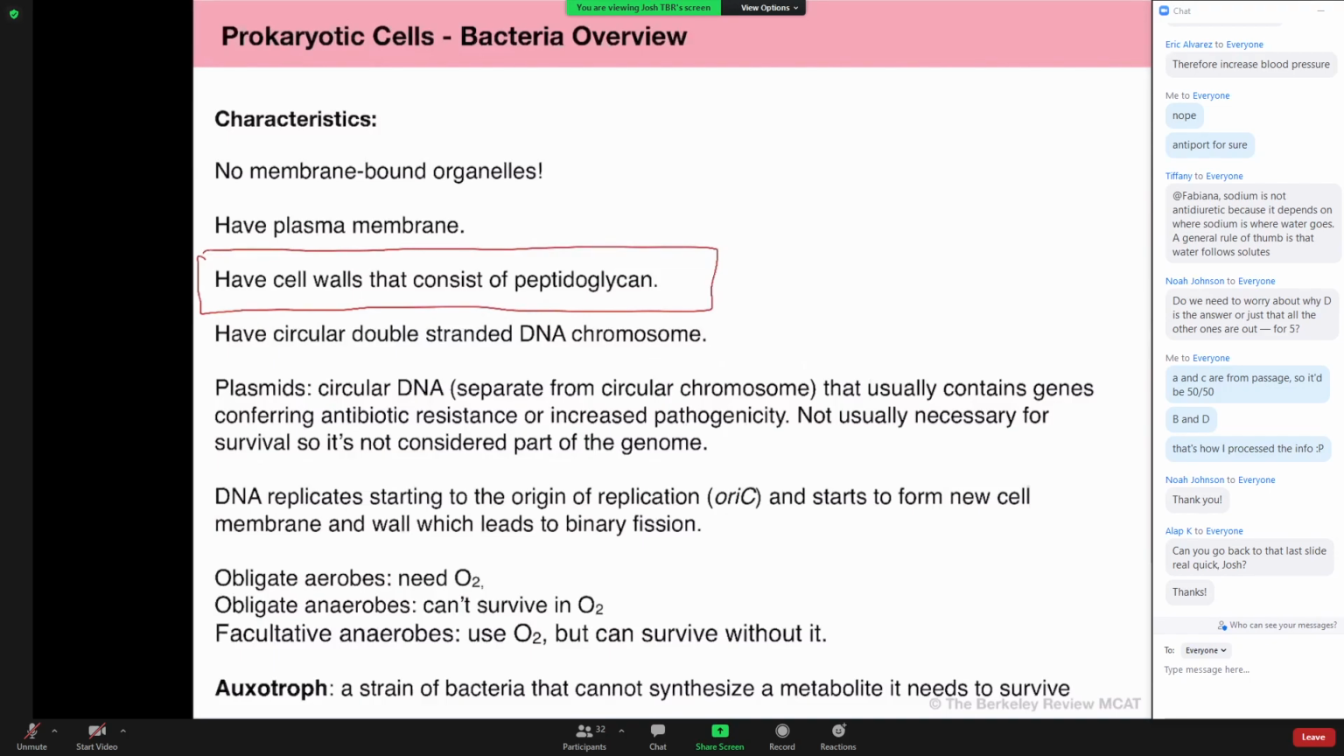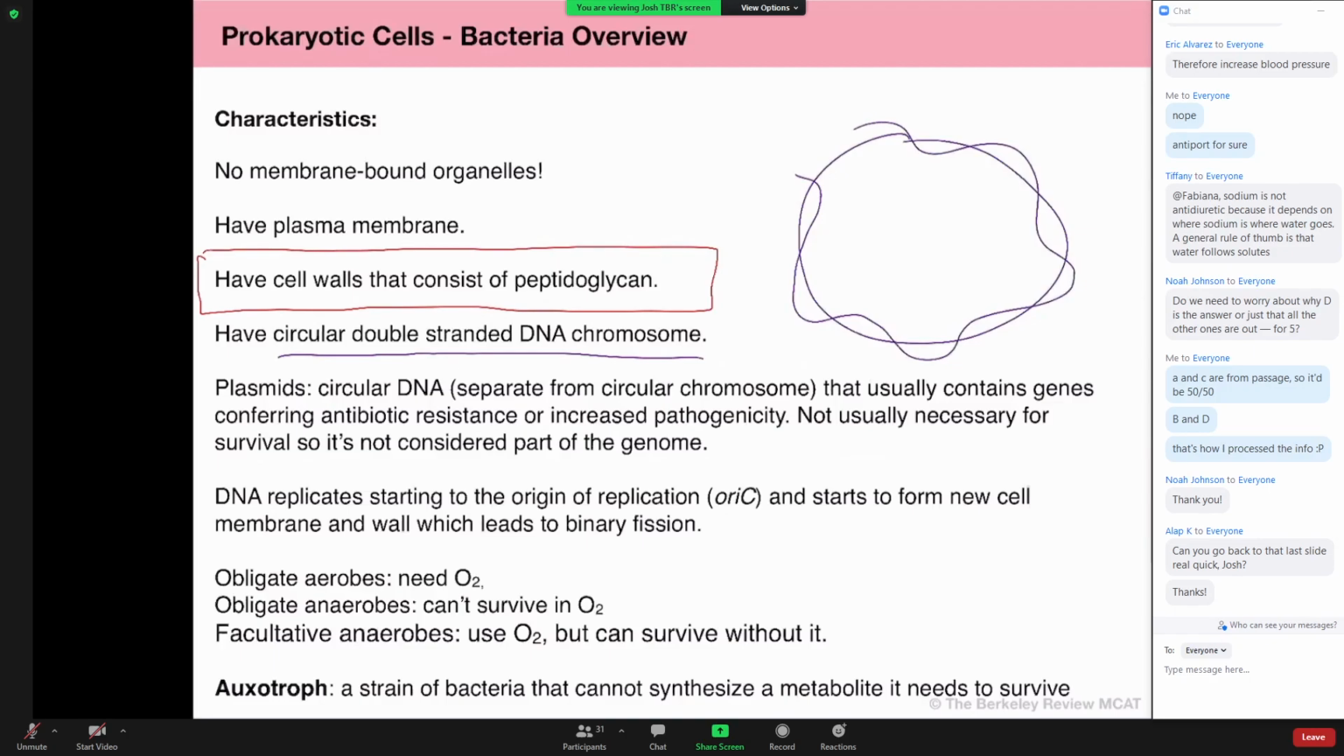Prokaryotes have a circular double-stranded DNA chromosome, right? So it's literally a circular DNA, right? Here's your double-stranded DNA. Okay, so it's not the traditional linear, X-shaped chromosomes that eukaryotes have. Okay. They also have plasmids, which are much, much, much smaller little circular pieces of DNA. Not all of them do, but a lot of them do.